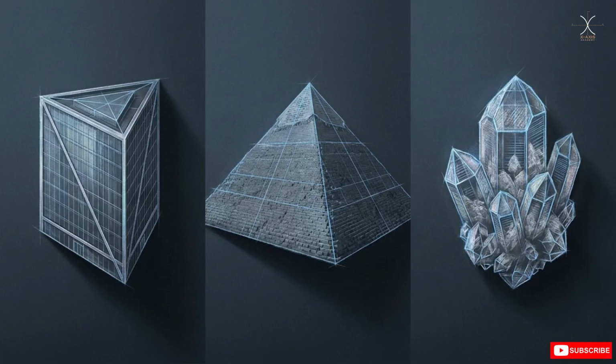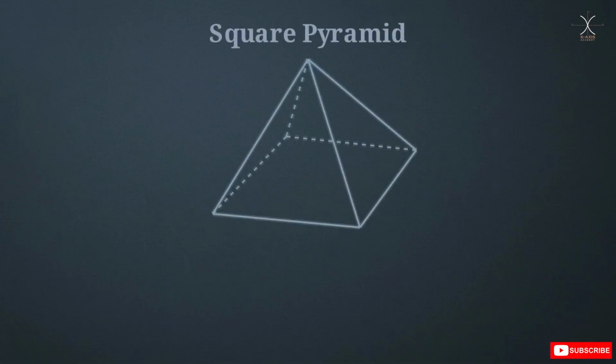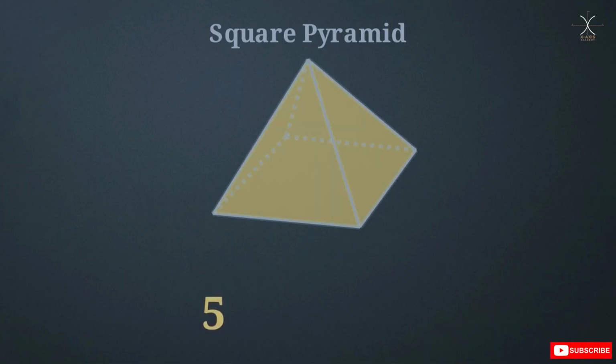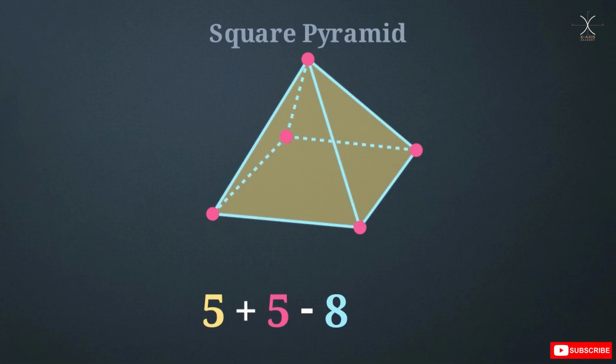Apply this to pyramids, prisms, or complex polyhedra. Beneath the chaotic variety of real-world flat shapes lies a rigid mathematical blueprint. Let's test that rule on a different structure, a square pyramid. Breaking it down, we find 5 faces, plus 5 vertices, minus 8 edges. Again, the formula perfectly balances to 2.